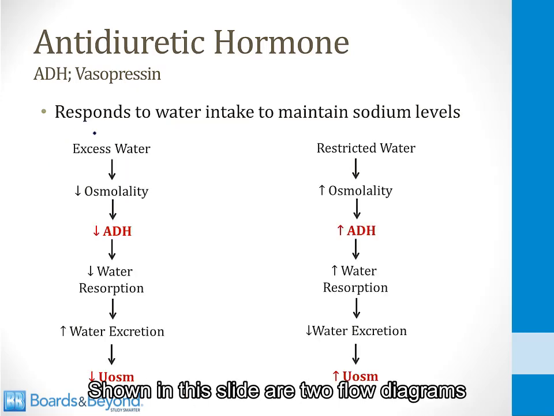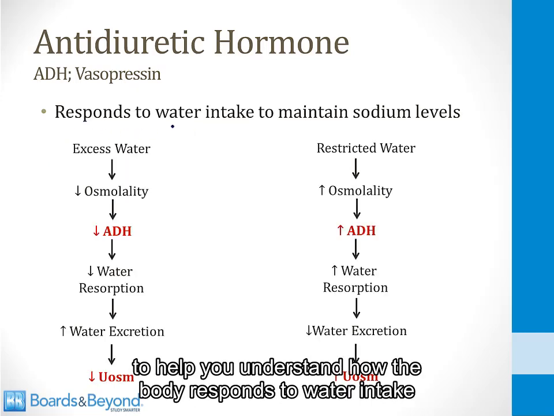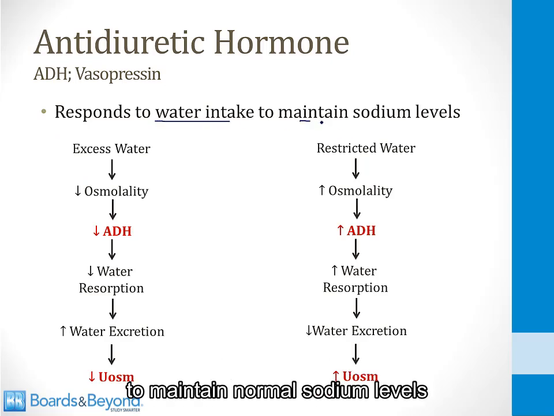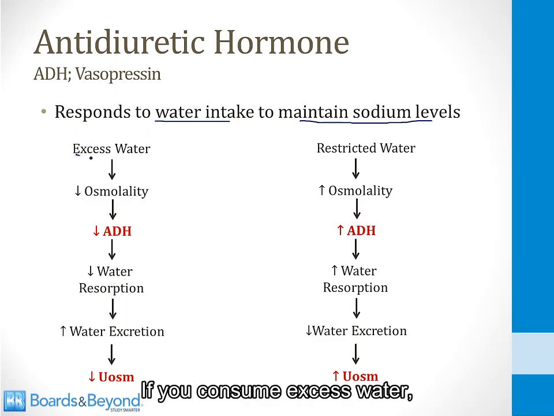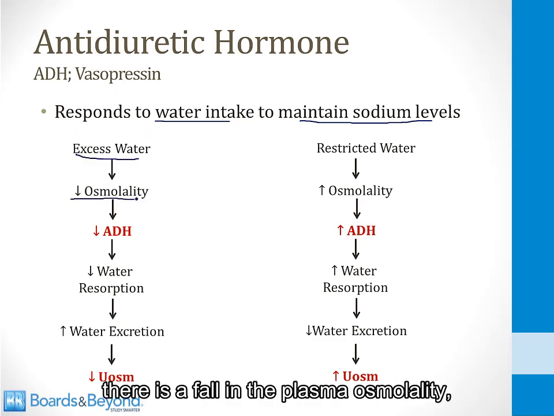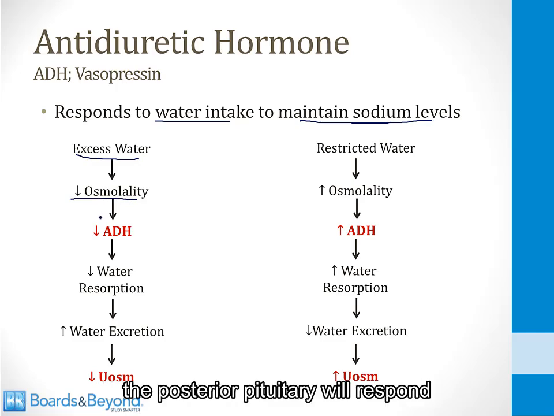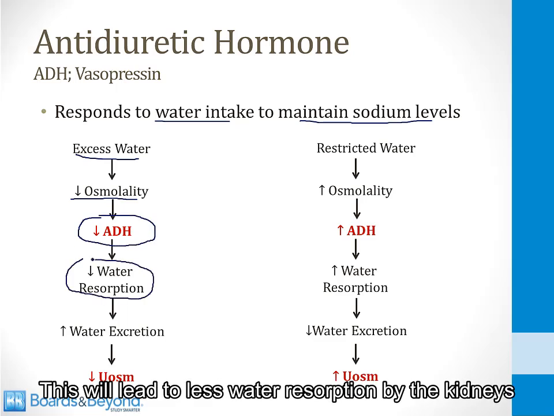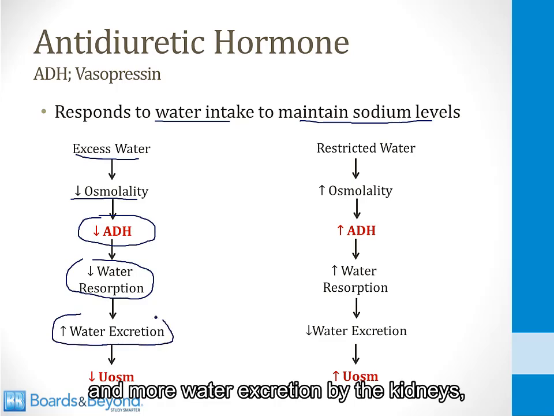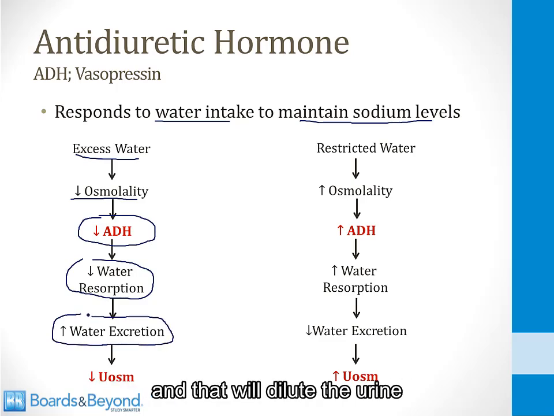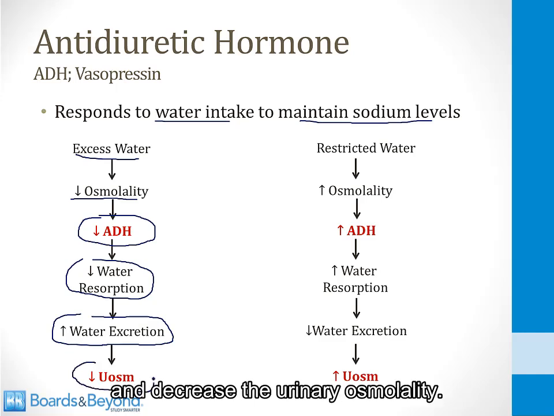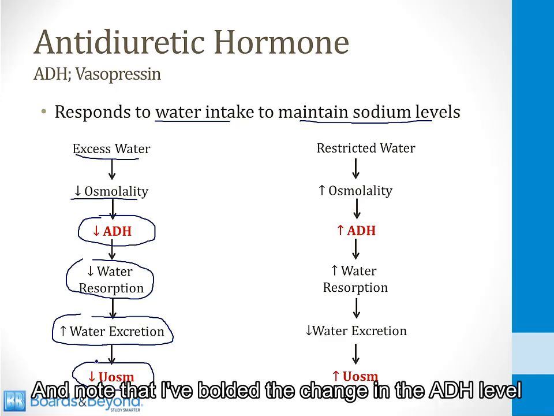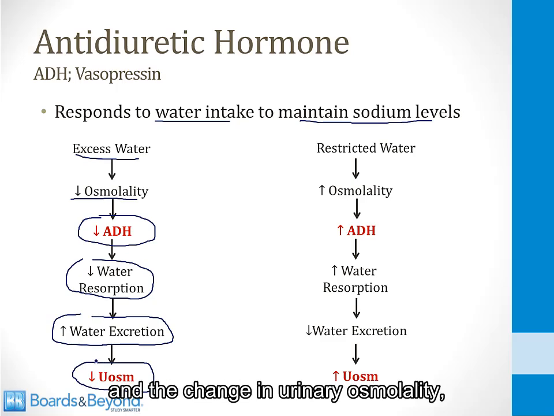Shown on this slide are two flow diagrams to help you understand how the body responds to water intake to maintain normal sodium levels and normal plasma osmolality. If you consume excess water, there is a fall in the plasma osmolality. The posterior pituitary will respond by decreasing the amount of ADH released. This will lead to less water resorption by the kidneys and more water excretion by the kidneys, and that will dilute the urine and decrease the urinary osmolality. And note that I've bolded the change in the ADH level and the change in the urinary osmolality.